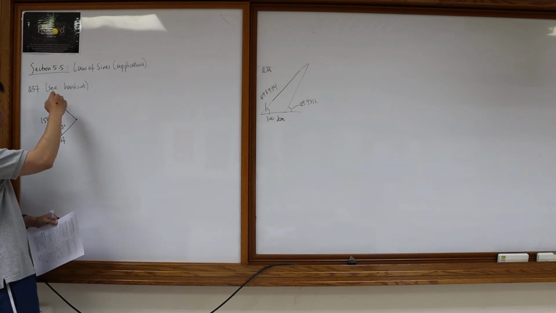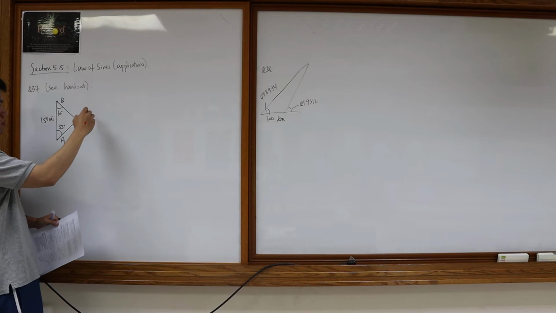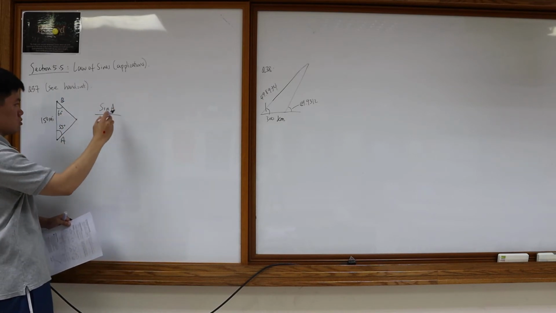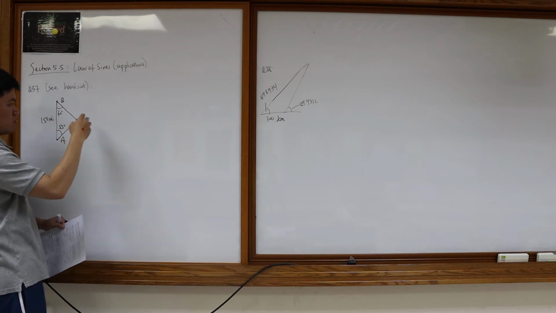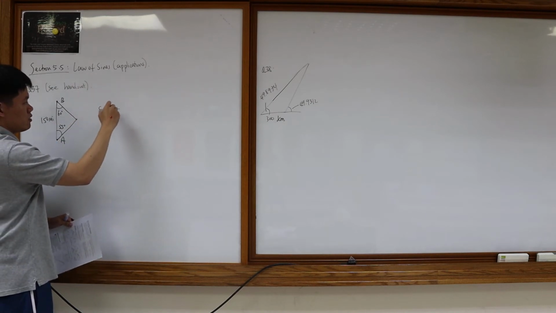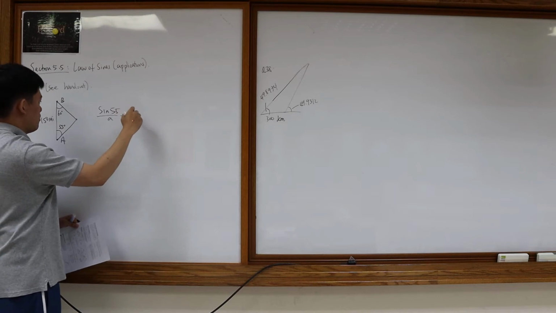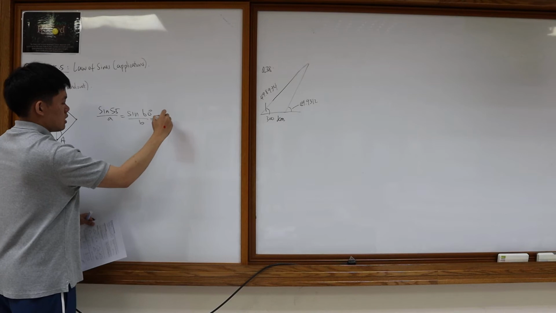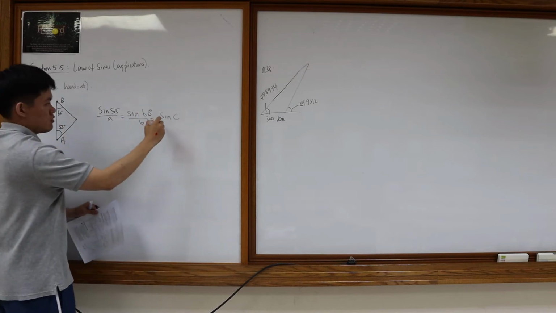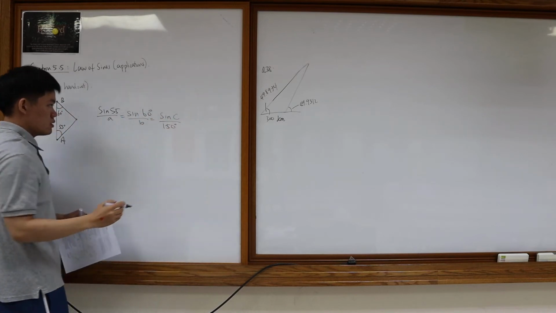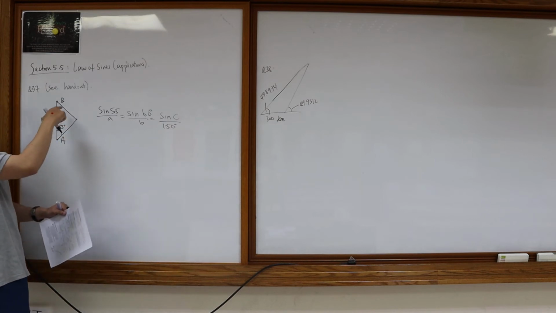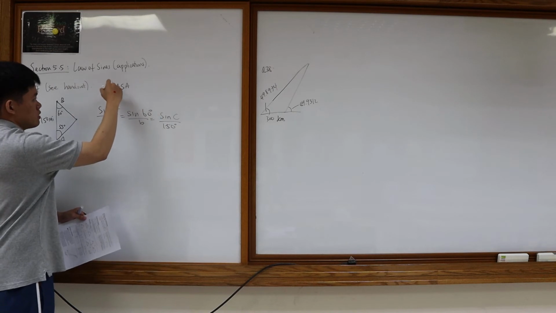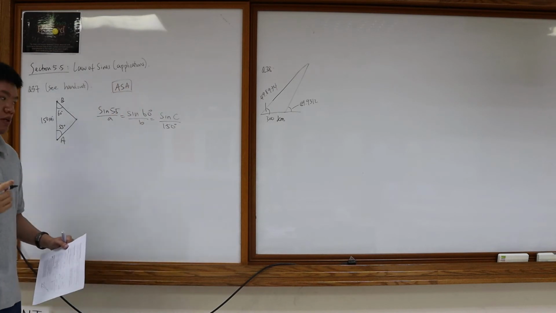In this case, let's call this angle A. Sine of A, which is 55, divided by A is equal to sine of B, which is 60 degrees, over B, is equal to sine of C over 150. From here you can figure that this is an angle-side-angle situation. That means we only have one triangle for this question.